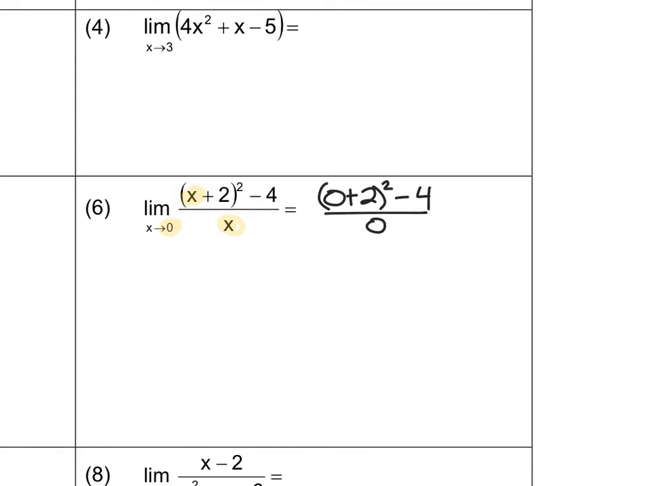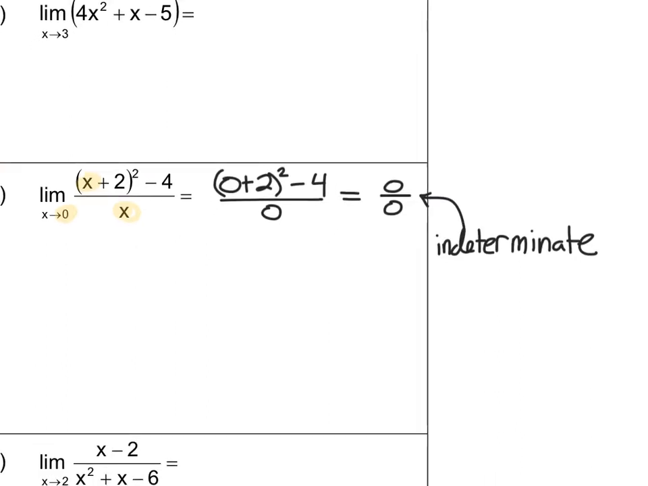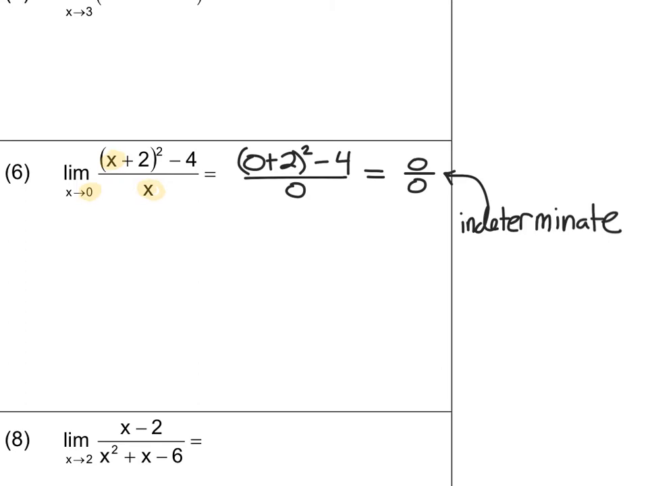On the top, we're looking at 4 minus 4, which is 0. On the bottom, we're looking at just a 0. All right, so this is known as indeterminate. And basically, it's just a fancy way of saying you got to do some algebra. All right, you're not going to leave an answer as 0 over 0. All right, there's more work to be done. So that's telling us to do something with this expression.